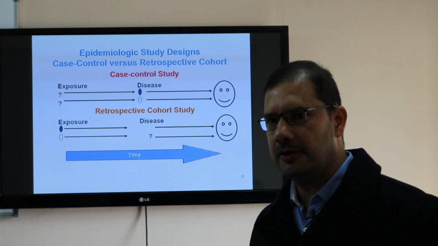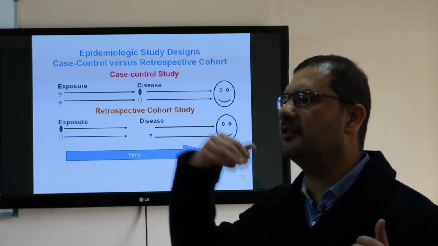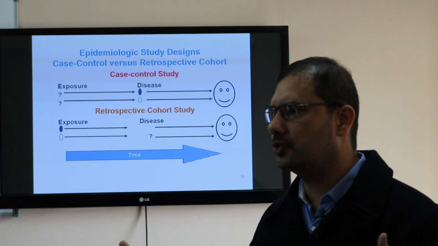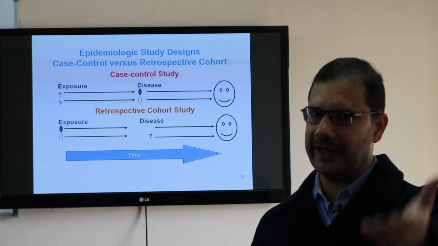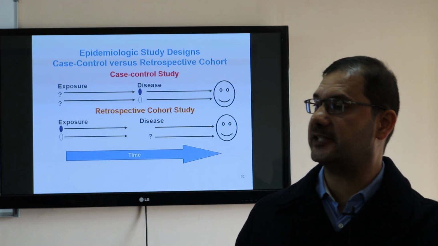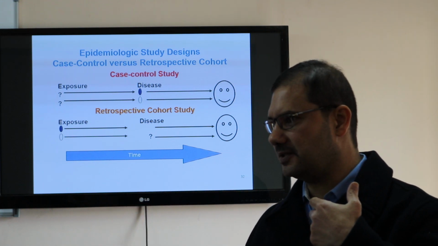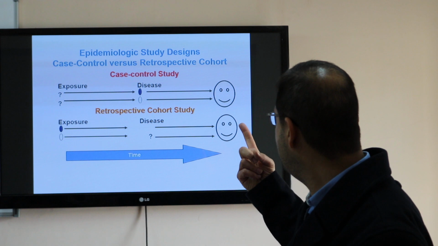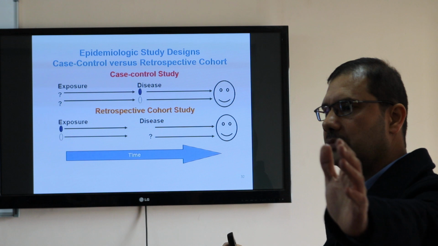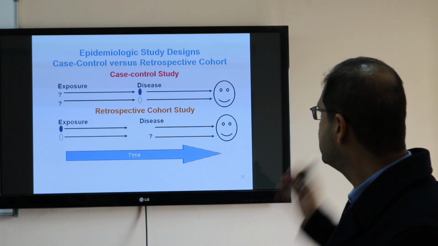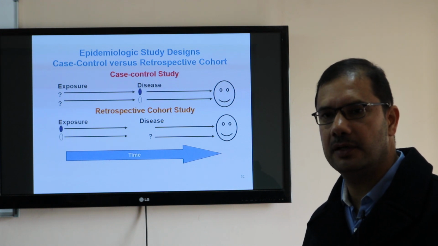Exposed, not exposed. In retrospective cohort, we need to know if this is a smoker or non-smoker, and then see if this developed lung cancer or respiratory disease. While in the case control, we look for the lung cancer first, then see if this is exposed to smoking. It's the opposite: either looking for the disease or for the exposure. For the case control, we look for the disease, then explore the exposure.